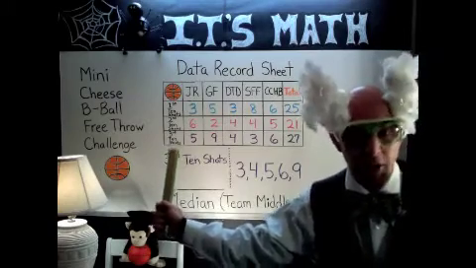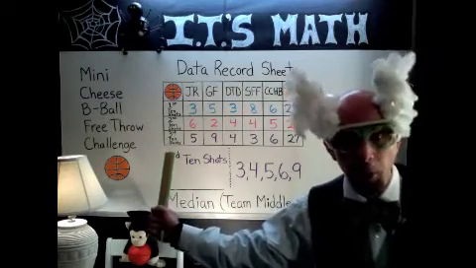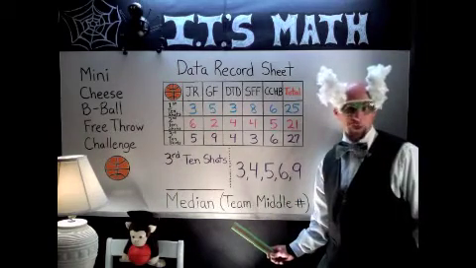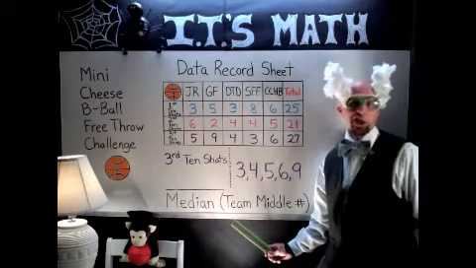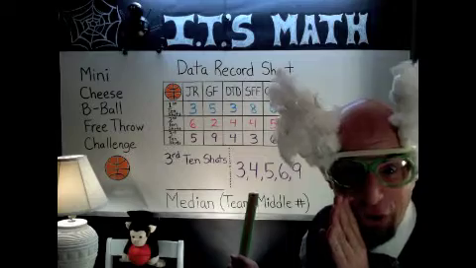To find the median or team middle number, let's refer to the third 10 shots, which are seen in purple and displayed in our data table horizontally. We can find the median or middle number by first writing the data from least to greatest or greatest to least. For this data set, we arranged our numbers in ascending order. Ascending, that's like fancy talk for least to greatest.